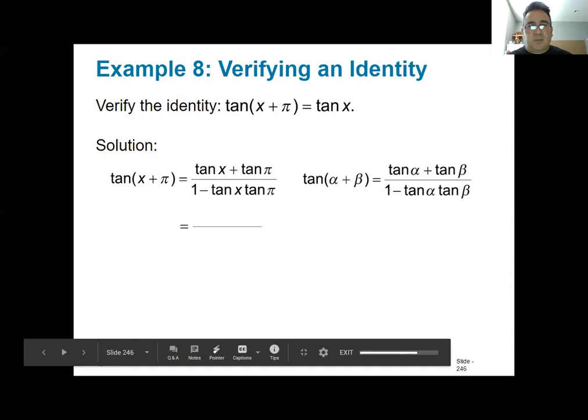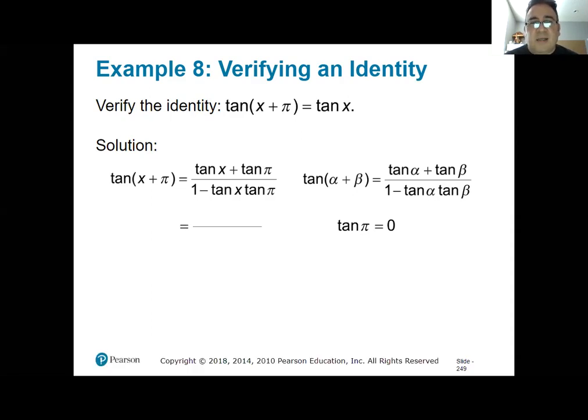It actually looks much, much worse. What can we do here? Let's think for a minute. What do we know about the tangent of pi? What's tangent of pi? If you recall, the tangent of pi is? Oh, wait, no. Tangent of pi is 0, right?